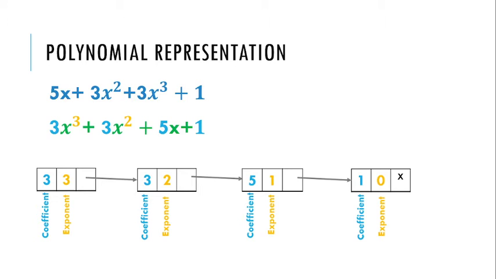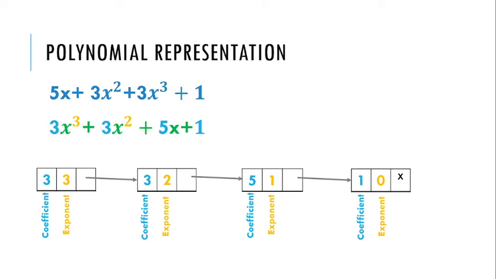So, what should be the contents of each node of a linked list? Each node should have an exponent part, a coefficient part, and a link part to save the address of the next node of the linked list. In this example, we can see that the first node has coefficient 3 exponent 3. It represents 3x cubed. The second node has coefficient 3 exponent 2. It represents the second term of our polynomial, 3x square. The third node has coefficient 5 exponent 1. It represents the third term of our polynomial, 5x.